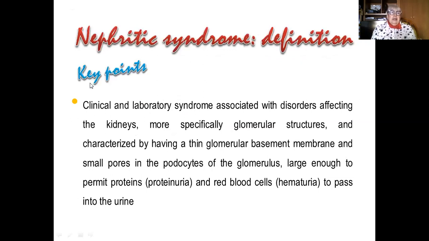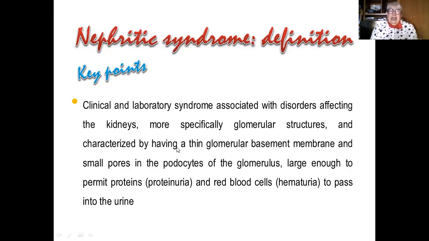So let's go on to the nephritic syndrome, how to identify it. And we will identify key points, first, the definition. What is it? It's a clinical and laboratory syndrome associated with disorders affecting the kidneys, more specifically glomerular structures, characterized by a thin glomerular basement membrane and small pores in the podocytes of the glomerulus large enough to permit proteins, proteinuria, or red blood cells, hematuria, to pass into the urine.